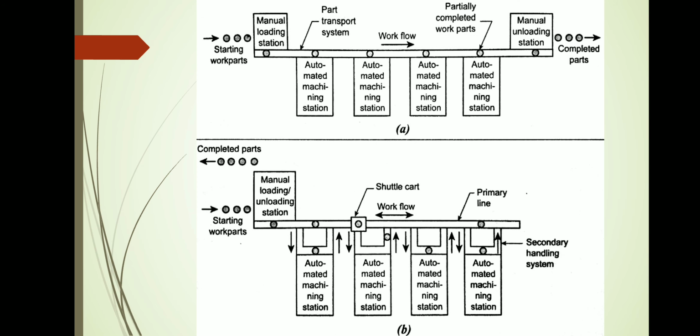The figure shows the inline layout. All the machines are fitted in line, and we transport the material from one station to another by using conveyors. Every machine has a secondary material handling system. Using that, we do the loading and unloading and transfer the material to the conveyor. Then we unload the material.